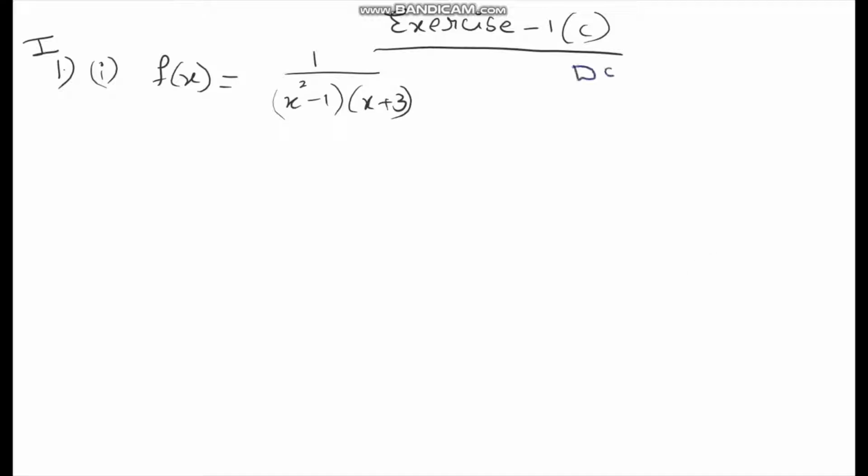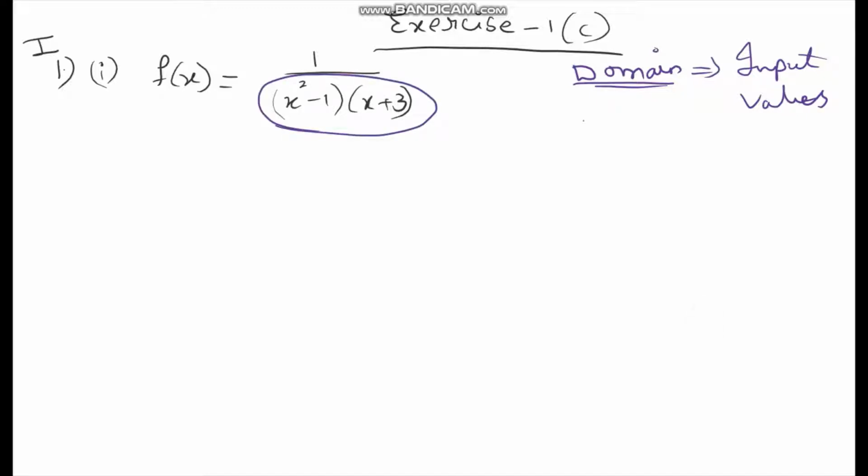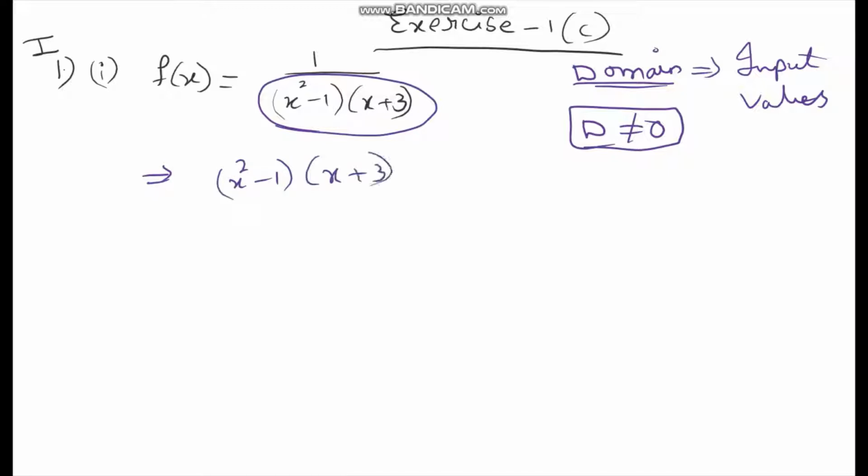So domain is nothing but the input data. So what are the input values we can put for this? This function is defined when the denominator is not equal to 0. So (x square minus 1) into (x plus 3) should not be equal to 0. If this is equal to 0, then my function will be of the form 1 by 0, which is not defined.